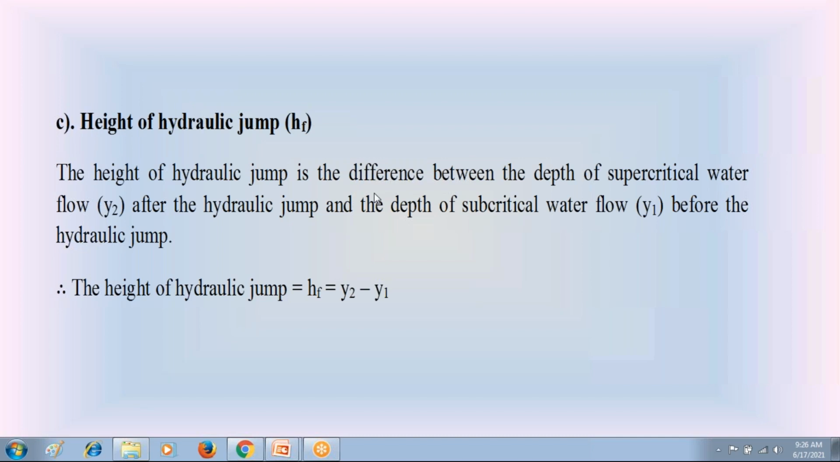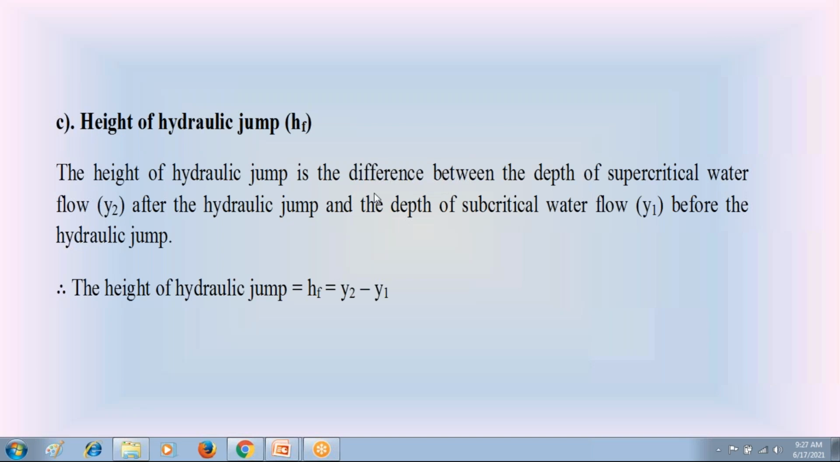We know that before the hydraulic jump, the depth of water flow is y1 in the supercritical condition. After the hydraulic jump, the depth of water flow is y2 in the subcritical condition. The difference of y2 minus y1, the depth of water flow in the subcritical condition after the hydraulic jump minus the depth of water flow in the supercritical condition before the hydraulic jump, y2 minus y1, is called the height of the hydraulic jump.